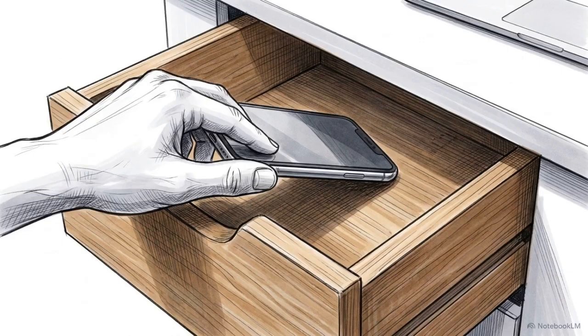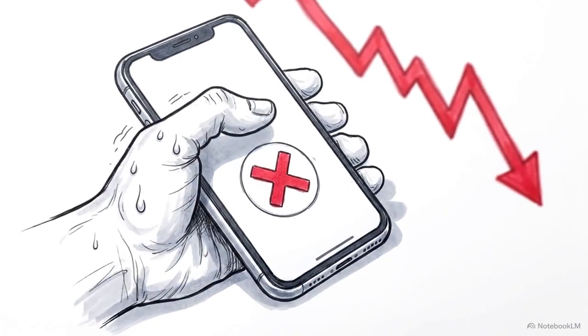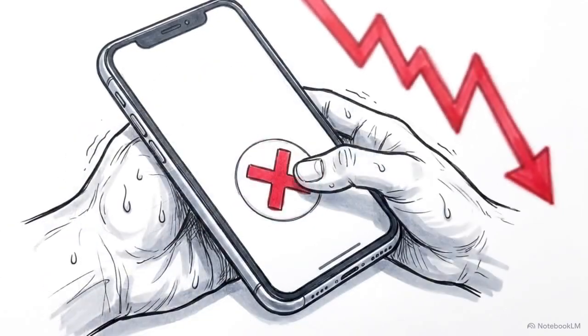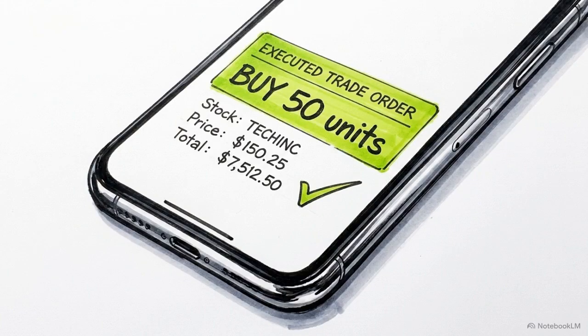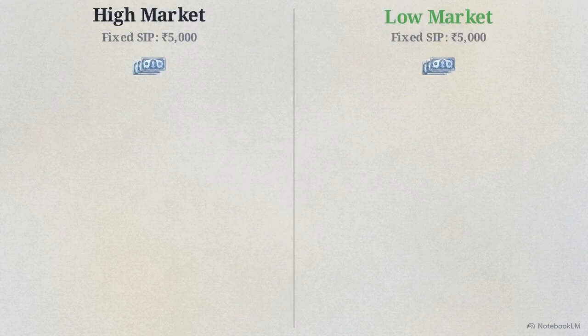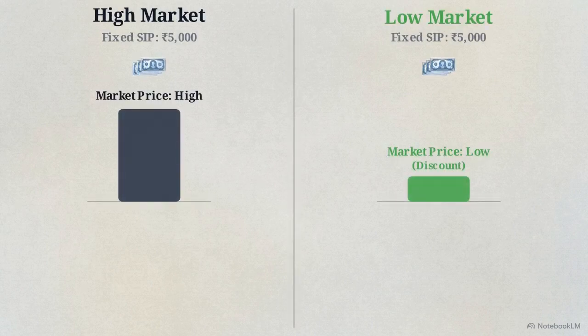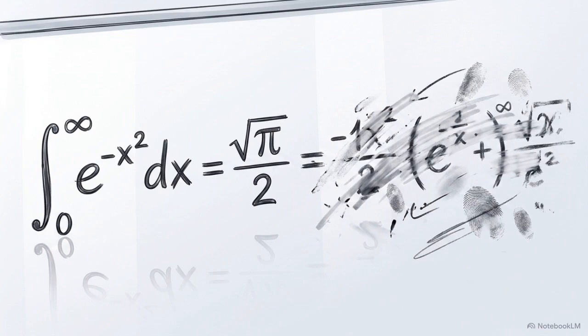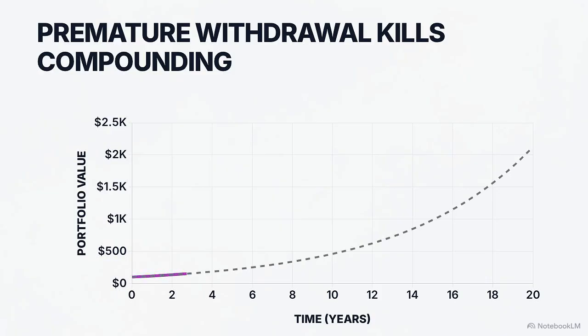The system is built. Now we have to protect it. The primary reason retail investors fail is that they manually cancel their SIP mandates the moment the market drops. A market crash actually works in your favor here. Because your monthly amount is fixed, a drop in market prices means your money buys more units on discount. This is rupee cost averaging operating at maximum efficiency. Liquidating the portfolio in the first few years destroys the math. You stop the compounding curve right before it has the time to reach its exponential growth phase.